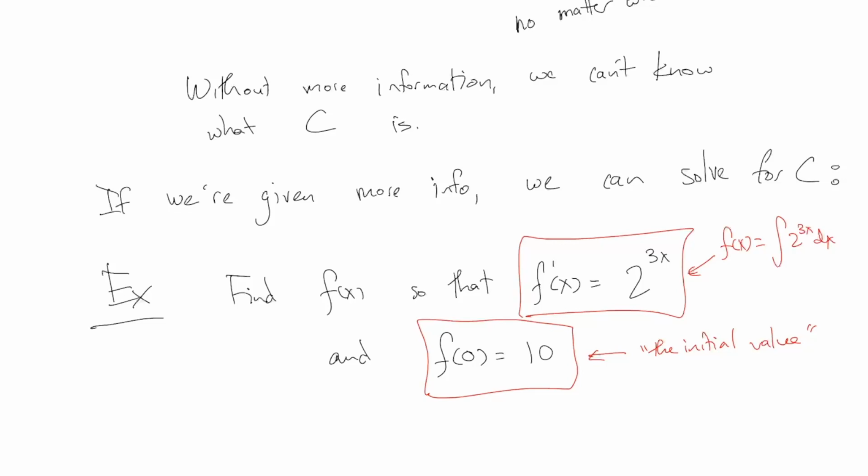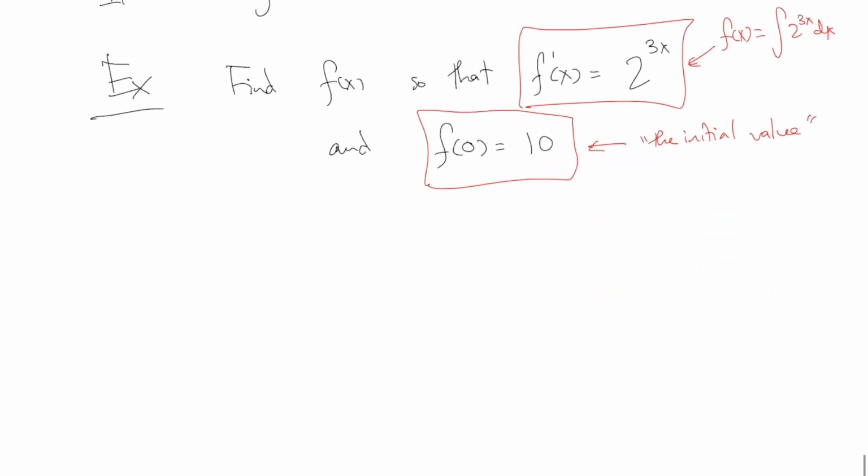And it's not very complicated. Find a function so that its derivative is 2 to the 3x, and also this is true. So how we're going to proceed, the initial value is used at the end to solve for the c. It doesn't matter until the end of the problem, but you're going to use that eventually to solve for the c after doing the integral of something or other.